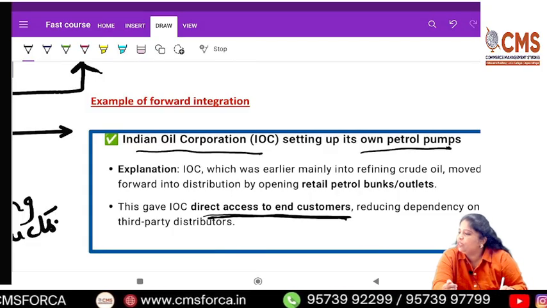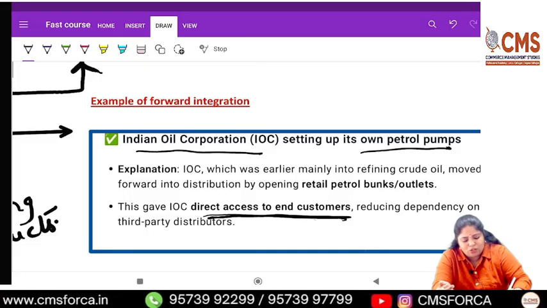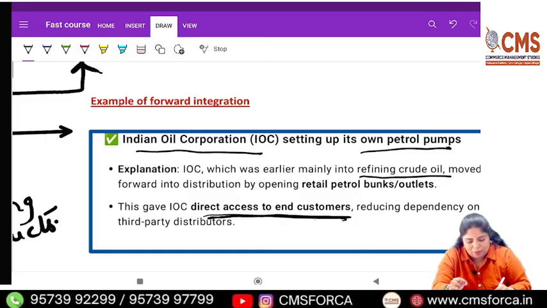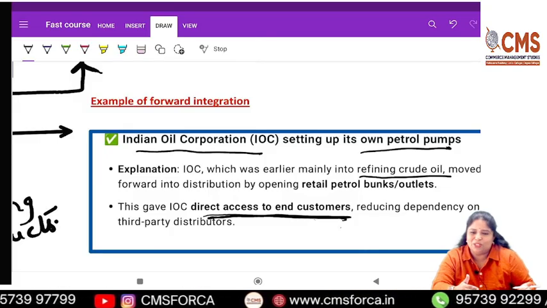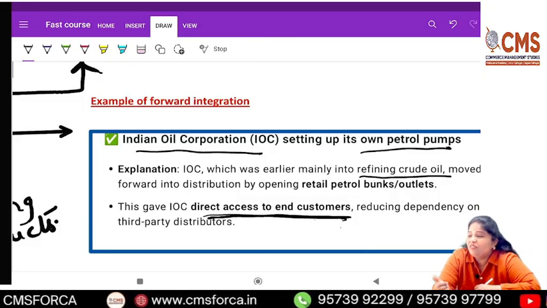This is the point you need to capture. Those who are into refining crude oil have set up their own petrol pumps to have direct access to customers. So this is the best example you can quote for forward integration. Are we clear with this?